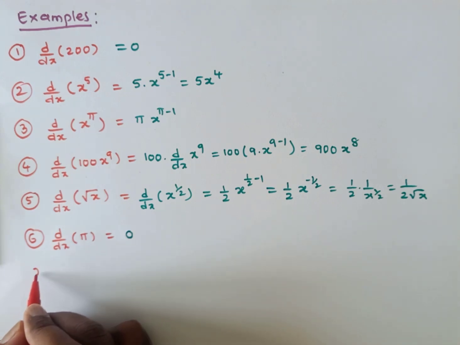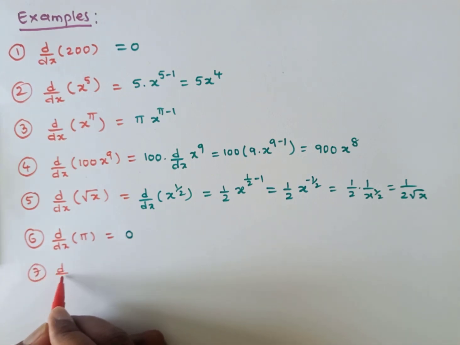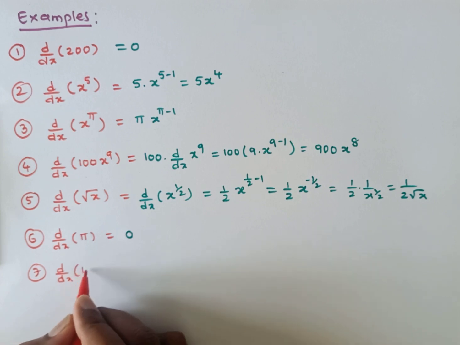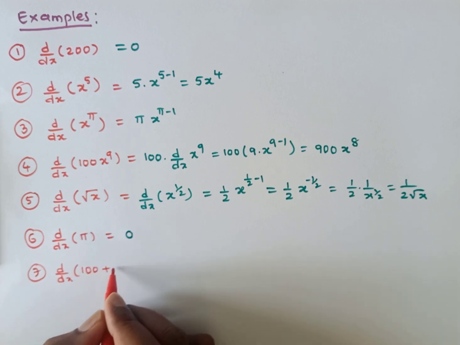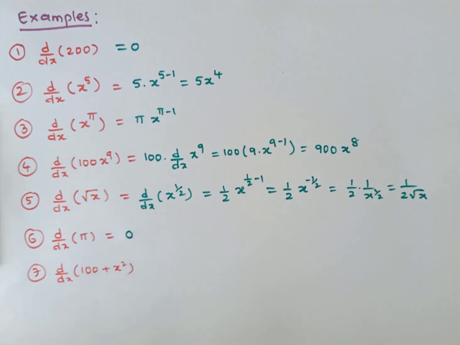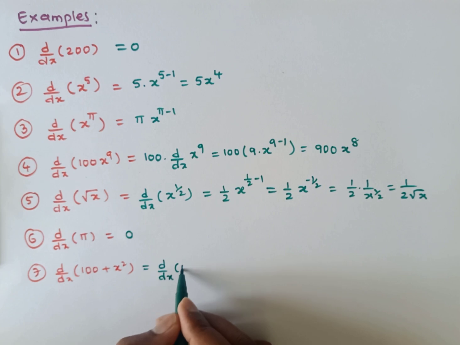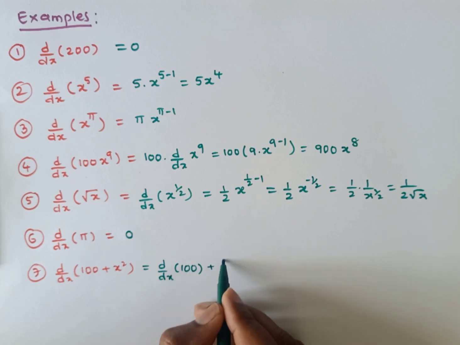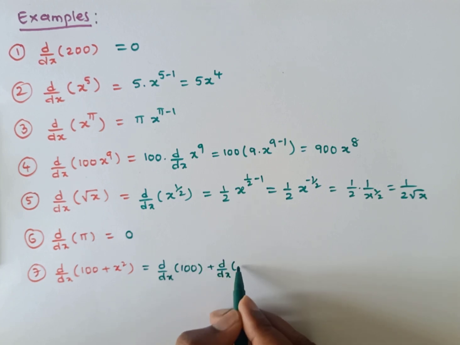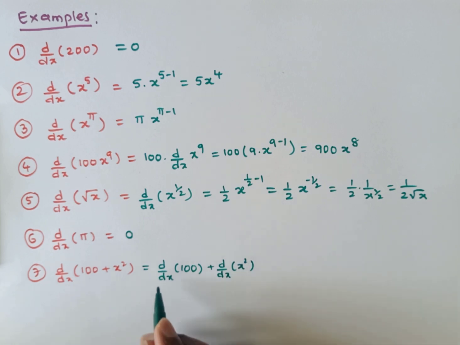Now if the problem is like d by dx of 100 plus x square, this is in the form of u plus v, right? So you need to apply the derivative for u and v. That is d by dx of 100 plus d by dx of x square. So d by dx of 100 is 0 since it is a constant. The derivative of a constant is 0.